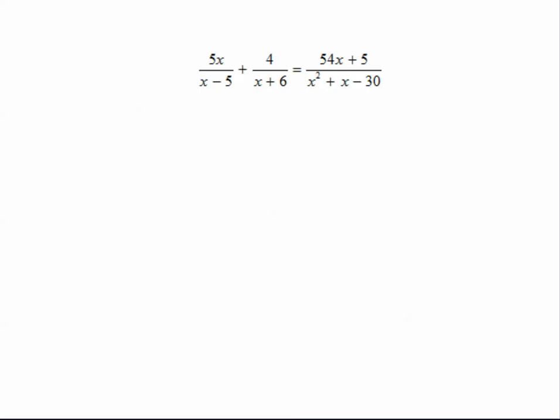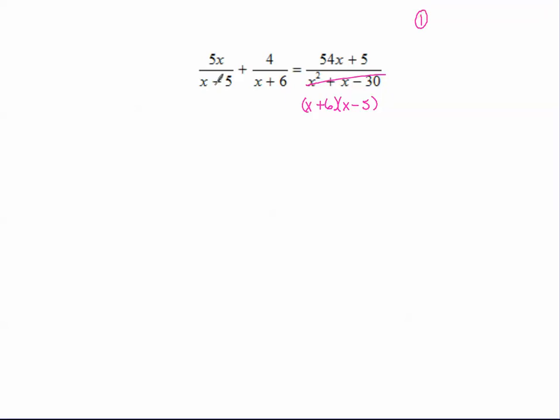So first step, find the LCD. X minus 5 is factored all the way, x plus 6, that's good. X squared plus x minus 30, not good, so I need to factor this. Factors of negative 30 that add up to 1 are x plus 6, x minus 5. Oh, they're the same as those two. What a coincidence.